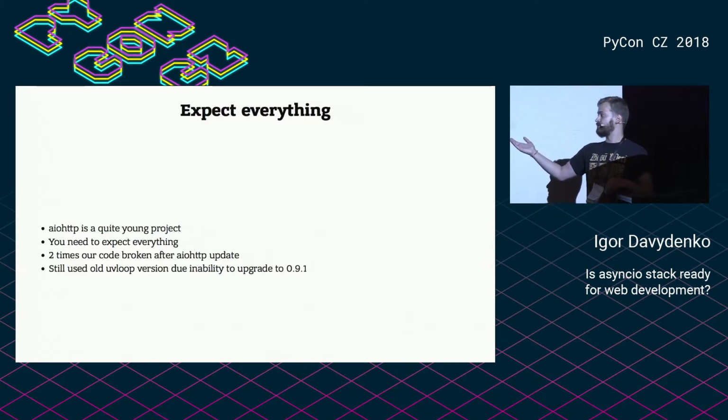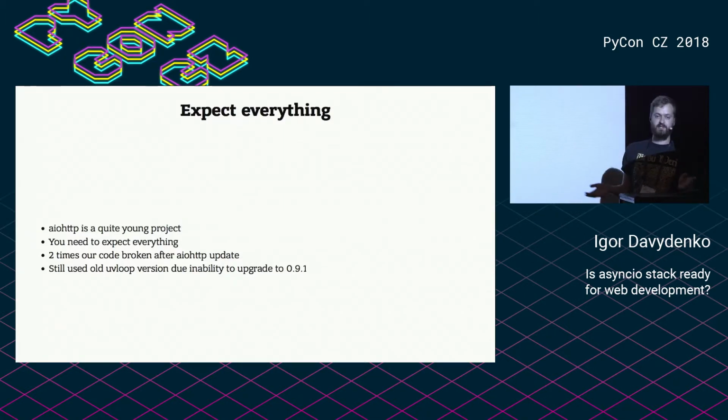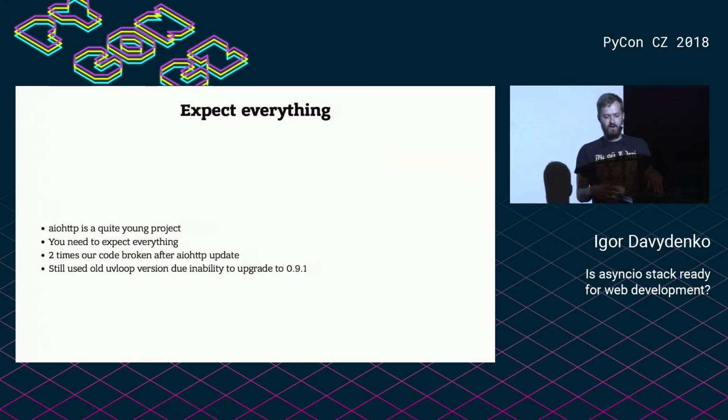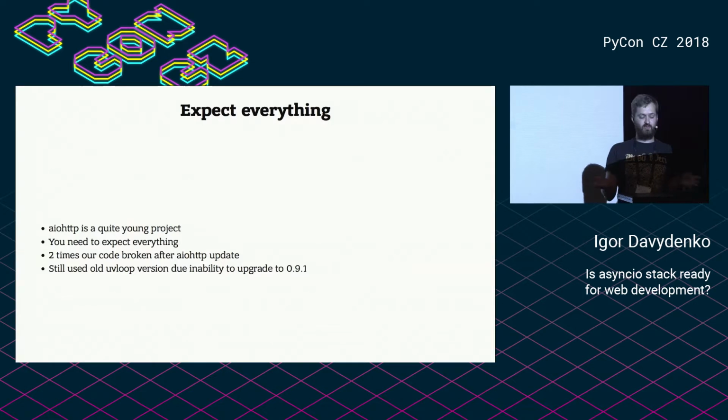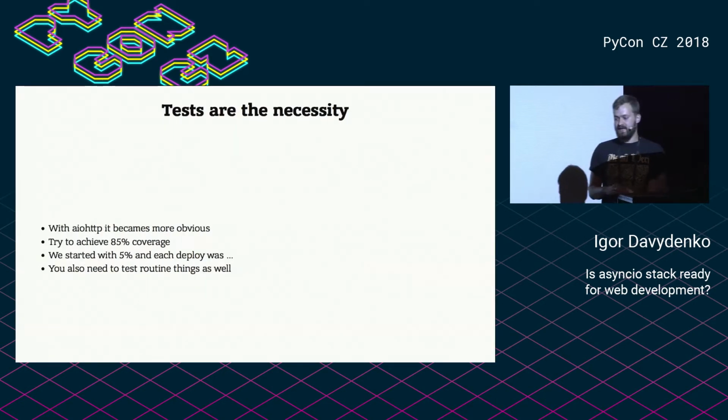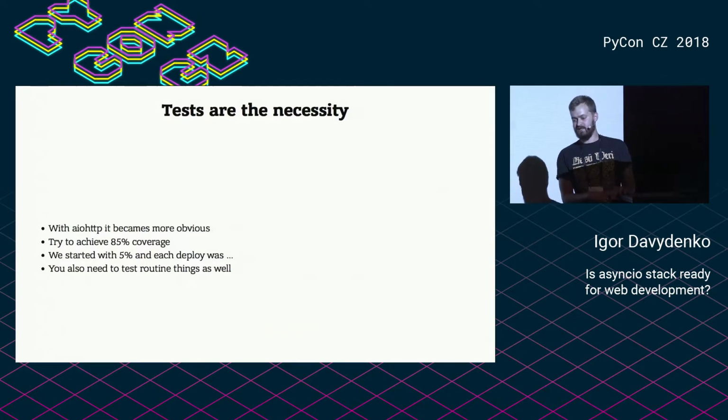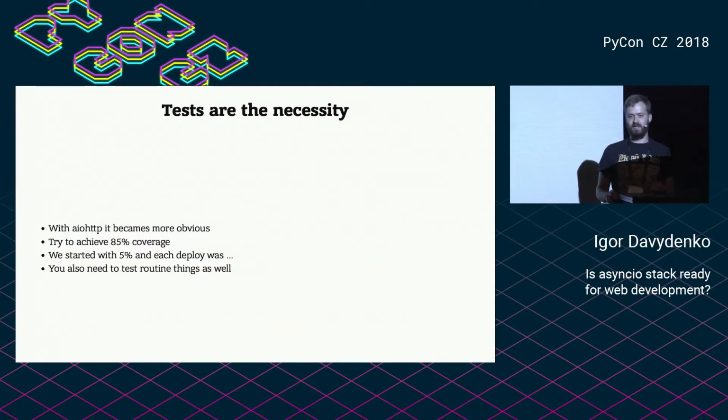And we're still using an old uvloop version due to the inability to upgrade, because in our containers the new uvloop doesn't work for us. Yeah, you need to expect that. And tests are necessary. In the case of aiohttp, you cannot omit the tests. You just cannot.